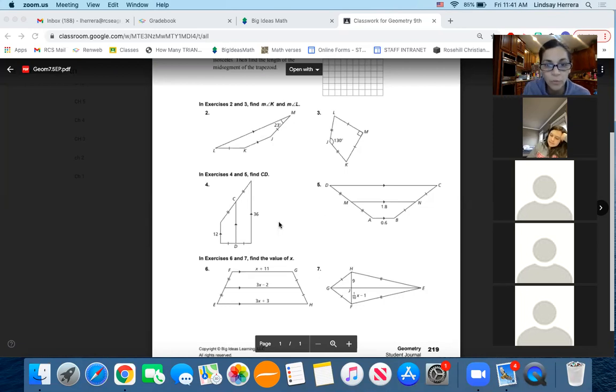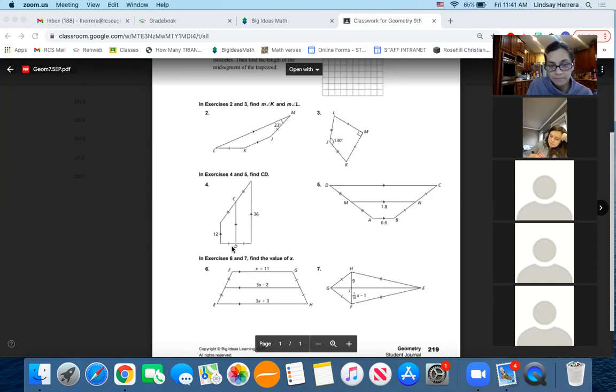All right, let's look at number 4. On number 4, we have a trapezoid that is sideways, right? Because our bases are here on the side. So these are our legs right here. And it says find CD. So we have a midsegment.